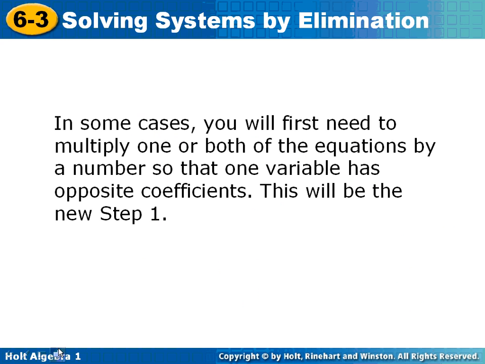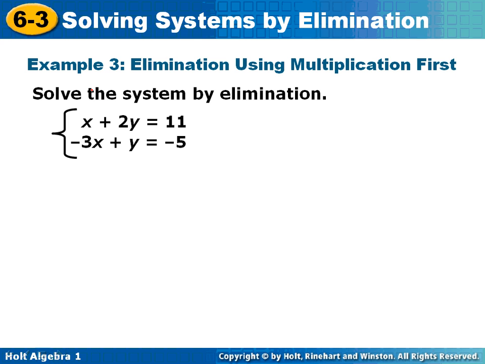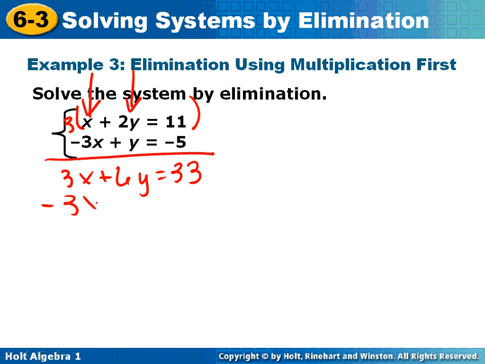Good job. In some cases you will need to multiply one or both of the equations by a number so that the variable has opposite coefficients. Now we're going to have a brand new step 1. All right, let's look at these two. If I tried to cancel the x's, I couldn't just change the sign because 3x doesn't cancel with 1x. If I tried to cancel with the y's, again, those do not cancel because 2y cannot cancel with 1y. But what I can do is multiply the top one by a 3. That's going to make them eliminate. Draw a line and let's see what happens. 3x plus 6y is 33. Negative 3x plus y is negative 5.